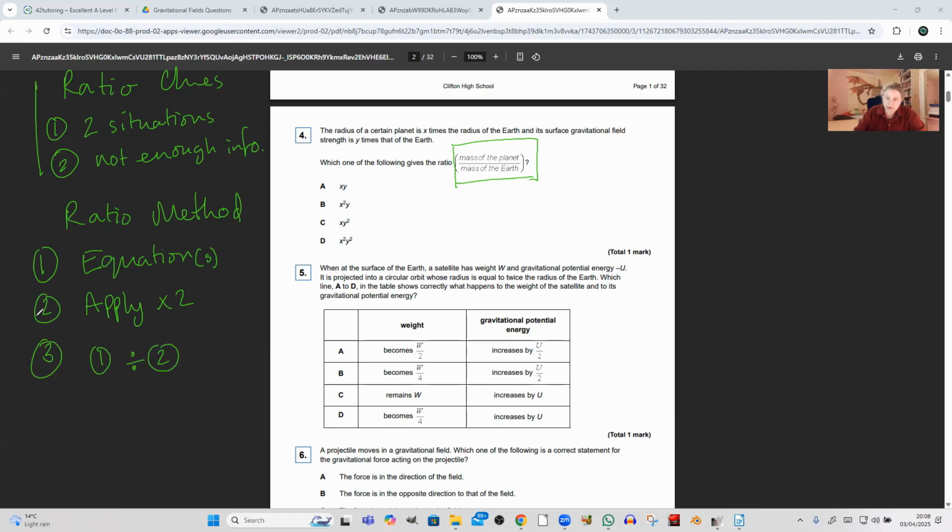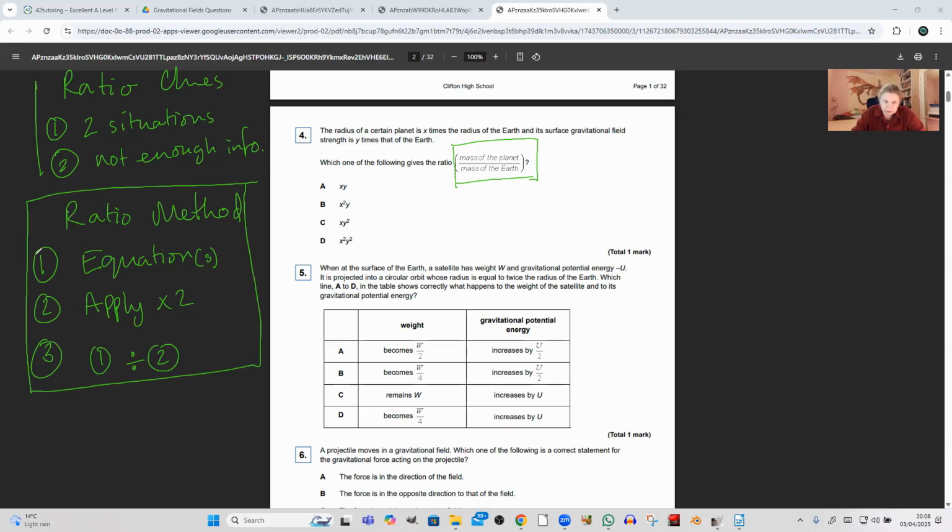It's just that if you divide one by the other, all of the unknowns cancel, and it always works, which is one of the reasons why I like to use this method. What I want you to learn from this isn't really anything about gravitational fields, it's just how to use this ratio method of solving problems. But we're going to do it for question 4.